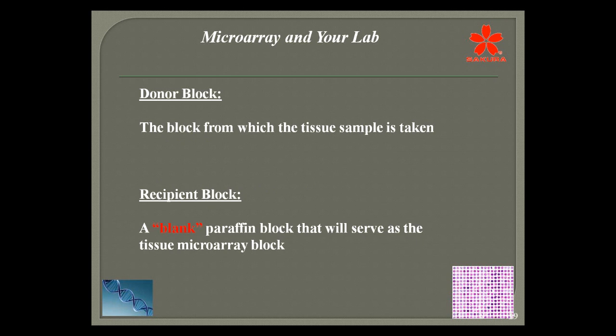So the donor block. This is the block from which the tissue sample is taken. It's the block that's either archived tissue, surgical tissue, whatever it is, and they're going to give up a core or cores in order for you to make this new block, which will be the TMA. The recipient block is a blank paraffin block that will serve as the tissue microarray block.